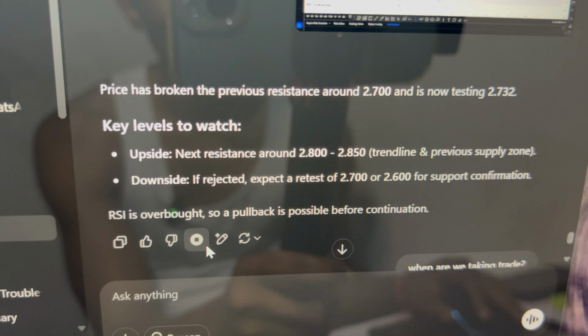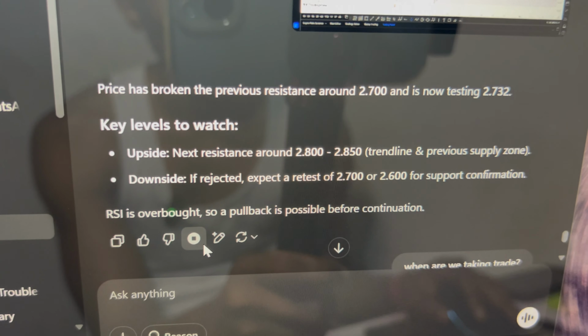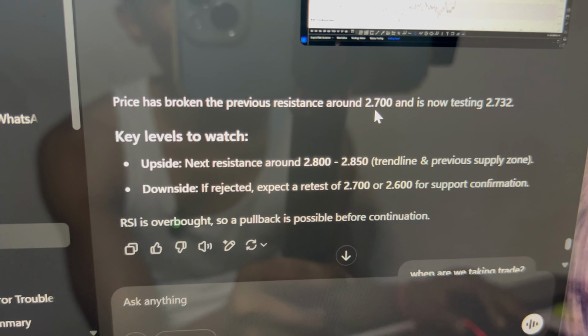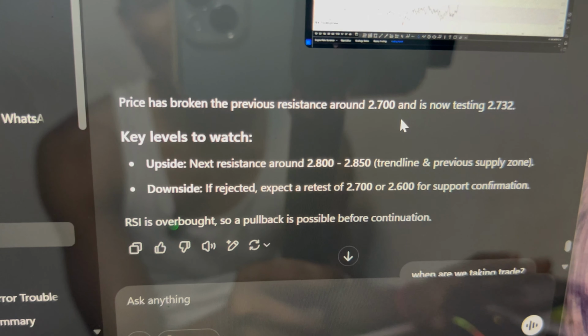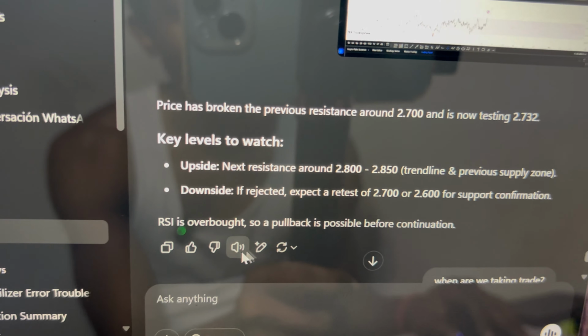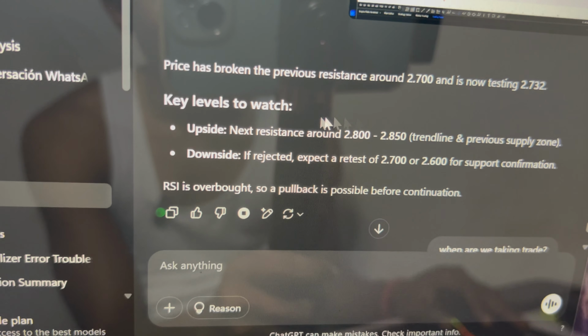Price has broken the previous resistance around 2.700 and is now testing 2.732. Exactly 2.700. That's where ChatGPT said our target should be if we enter from where price was before, but I didn't enter.